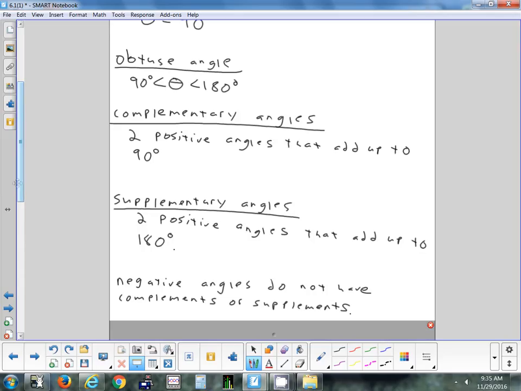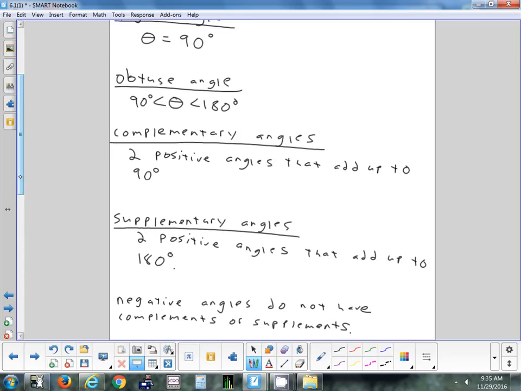Okay, so negative angles don't have complements or supplements. Okay, so if I ask you what's the complement of negative 10, doesn't exist. Supplement of negative 80 doesn't exist.